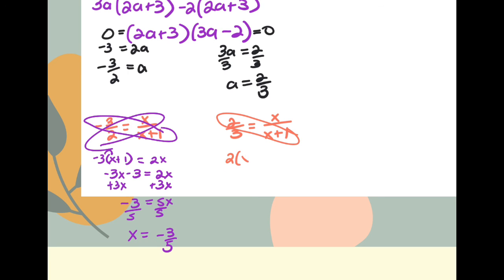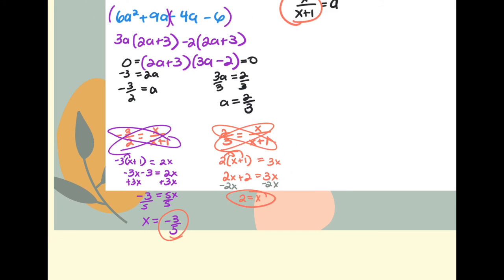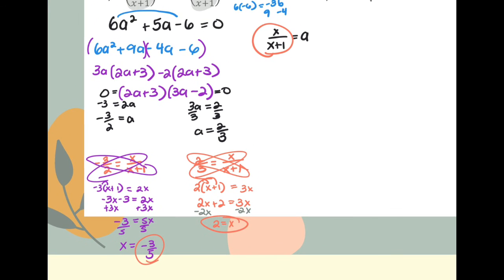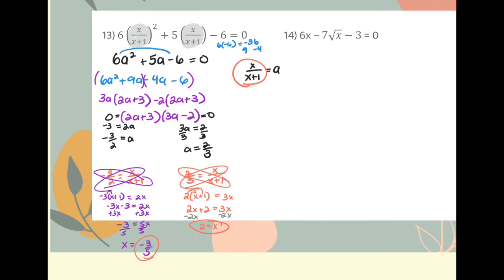Same thing on the other side. Cross multiply. 2 times (x plus 1) equals 3 times x. Distribute the 2. Subtract the 2x, and 2 equals x. So my two answers here are -3/5 and +2. Because there's a variable in the denominator, we want to make sure neither of those are 0, so x could not equal -1 there, which means both of these answers are okay to keep.